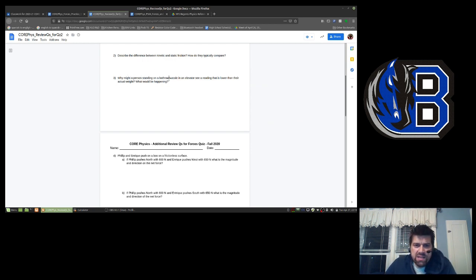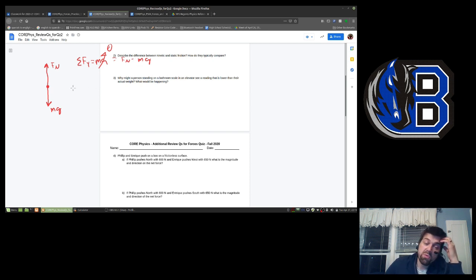Why might a person standing on a bathroom scale in an elevator see a reading that is lower than their actual weight? Well, imagine I'm standing on a scale, and the scale pushes back with the normal force. And if I'm just in my bathroom, there's no acceleration. If I sum up my vertical forces, that's going to equal 0. So my positive force minus my negative force must be equal magnitude.